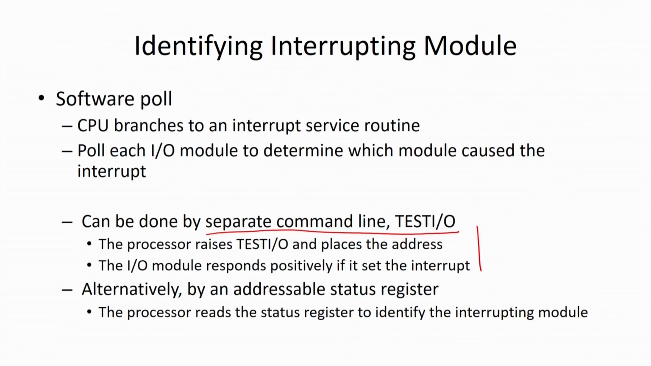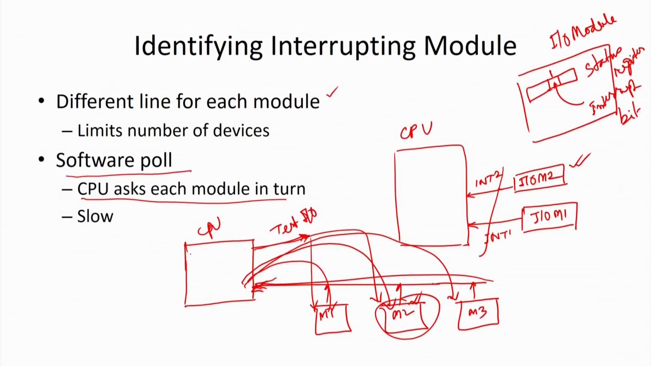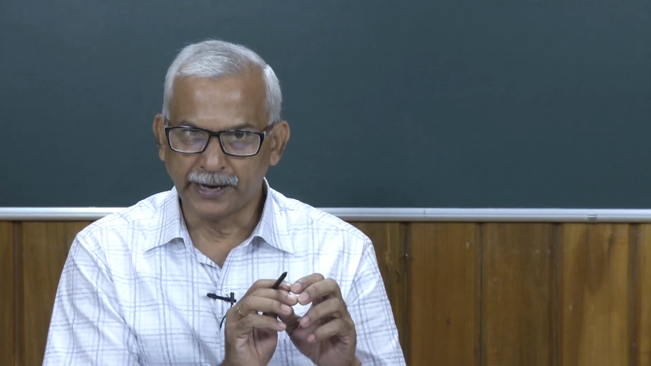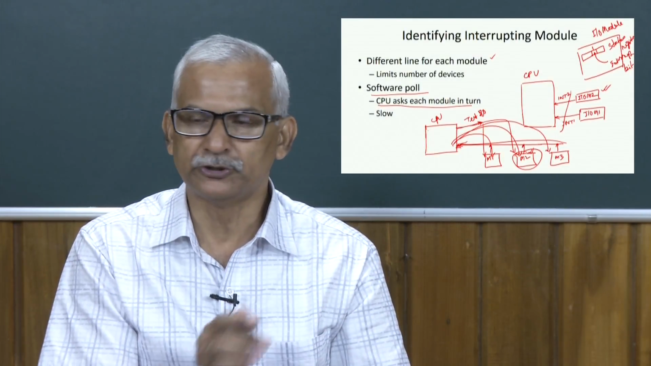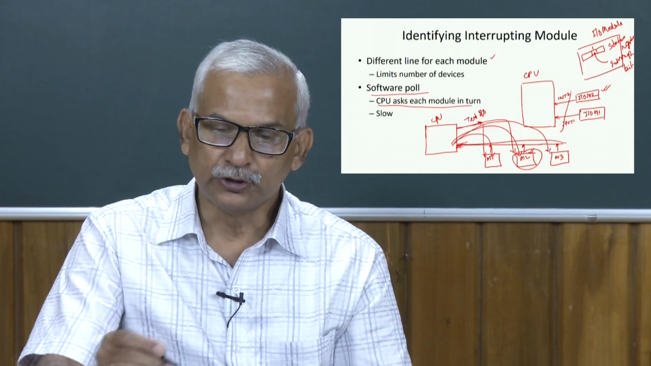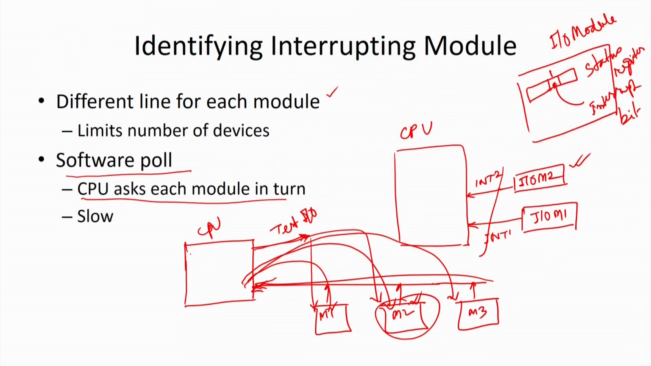In that case, the processor is going to check this particular status bit. When the processor has got an interrupt, it will complete the execution of the current instruction, and now it is going to give service to the interrupted devices. Now, it is going to check this bit. If it is set, then the processor will know that this module has given the interrupt, and accordingly the processor will set the address of this module and carry out the work.